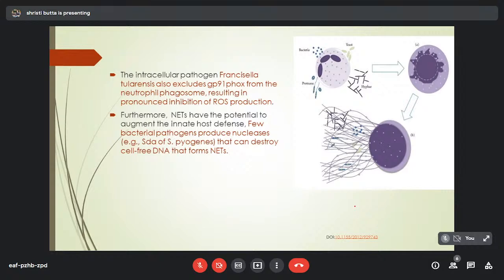Further on, we also have NETs. Now, NETs were exclusively discussed in the last class, right? So, NETs have the potential to augment the innate host defense. Few bacterial organisms produce nucleases, remember, that can destroy the cell-free DNA that forms these neutrophilic extracellular traps or the NETs.